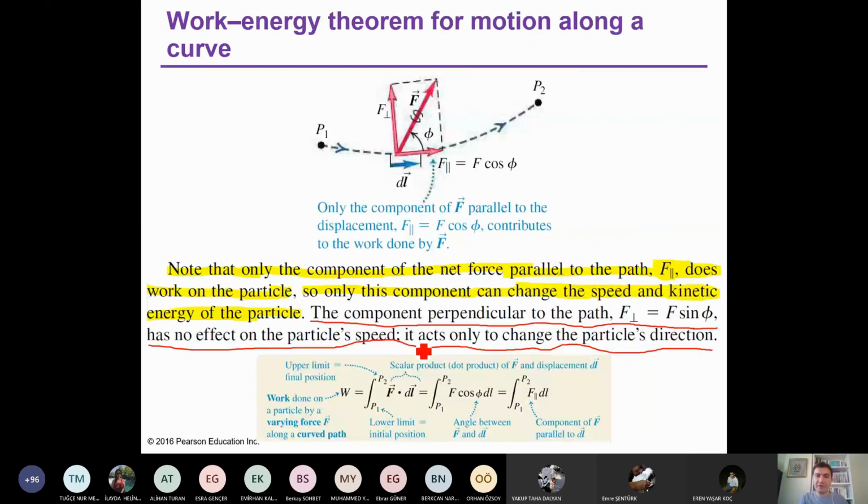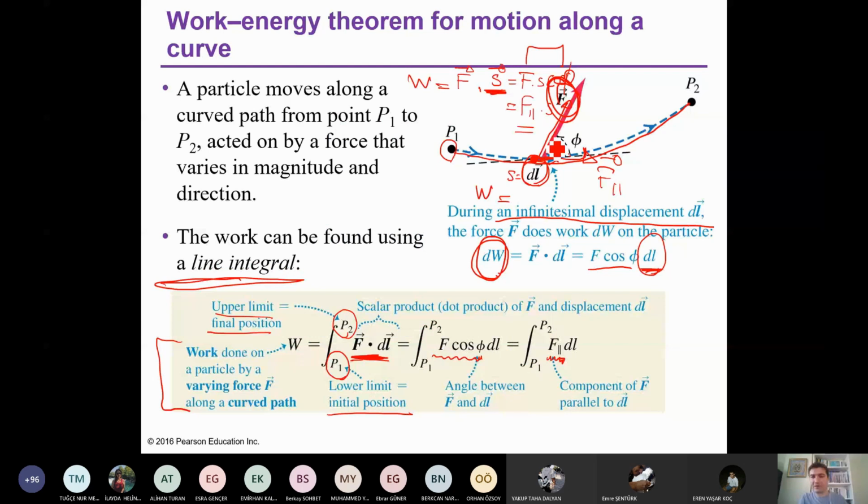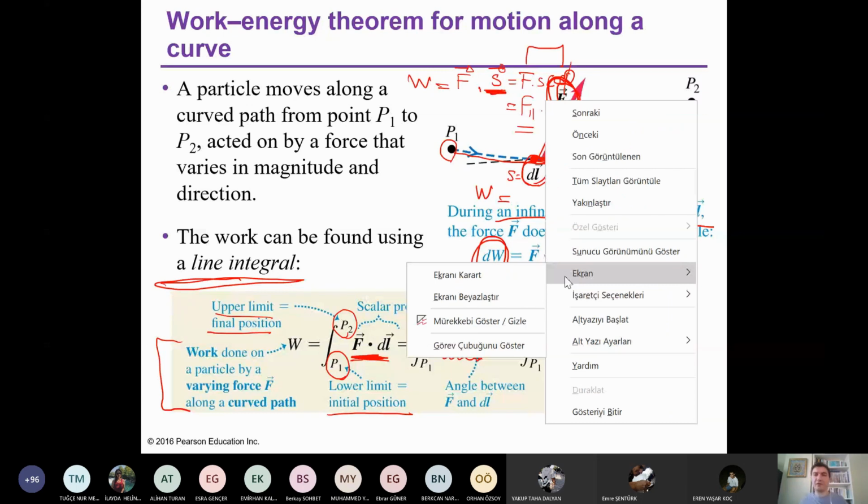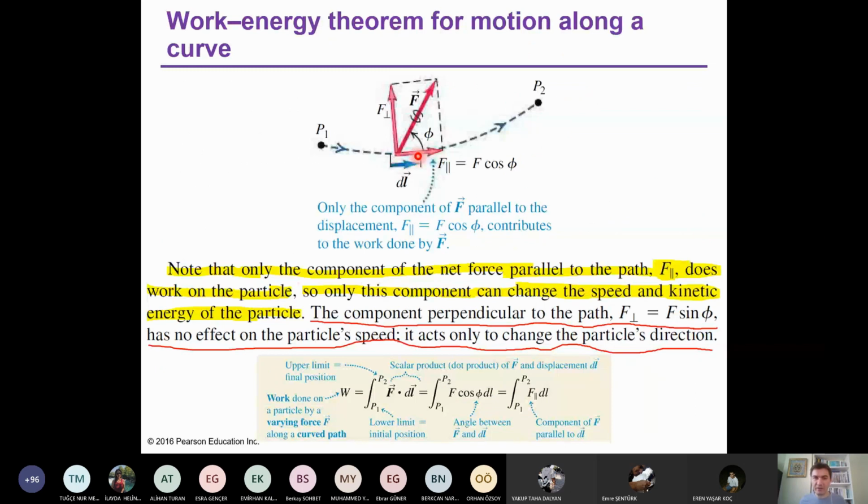What about other components? Here we have two components of force. One is along the displacement, and the other one is perpendicular to the displacement. So we know that only the component of the net force parallel to the path, this is the infinitesimal displacement, and this is the parallel component of the force, does work on the particle. So what is the result? Due to the work done by this force, the speed and kinetic energy of the particle can be changed, okay?